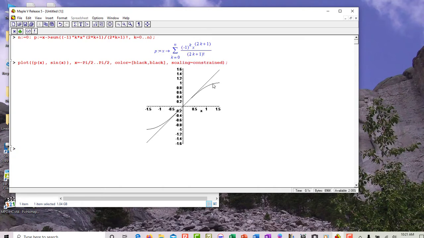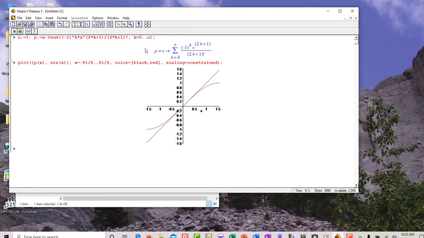Scaling equals constrained. That means you have the same scaling on the x-axis as on the y-axis. 1 inch here will be 1 inch here. So you can see which is which, if I make one red, perhaps it's clearer. You can see that the Taylor polynomial of degree 1, the Maclaurin polynomial of degree 1, is the tangent line approximation, and both the curve and the tangent line go through the origin at a 45-degree angle.